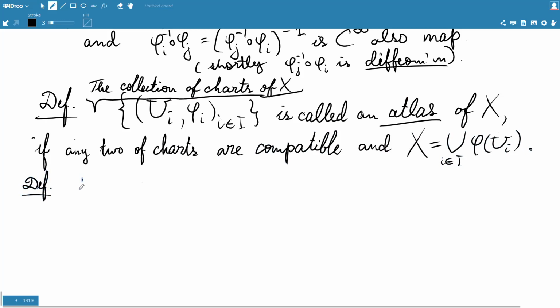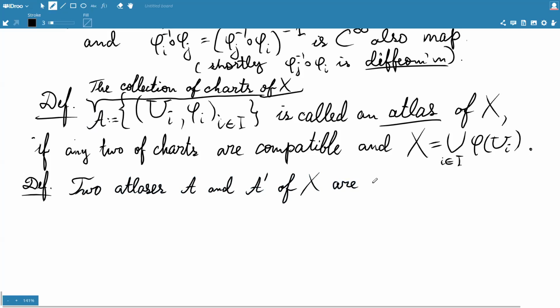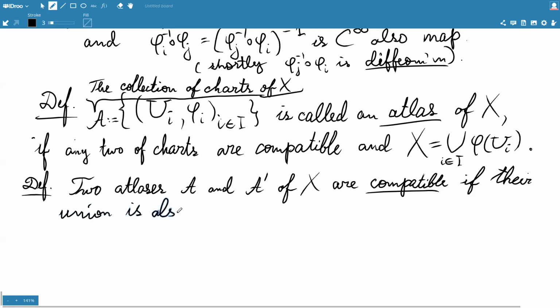Say two atlases, let me denote this atlas shortly by A. Two atlases, say A and A prime of X, are called compatible if the union is also an atlas of X.